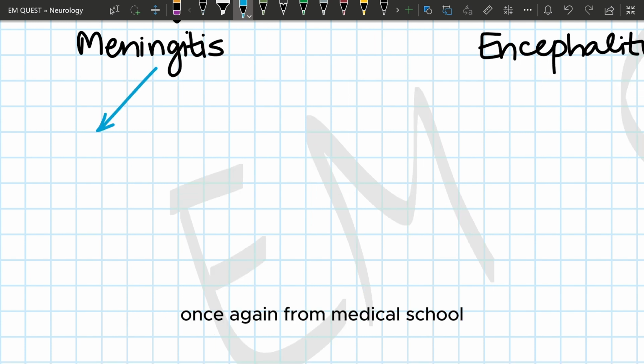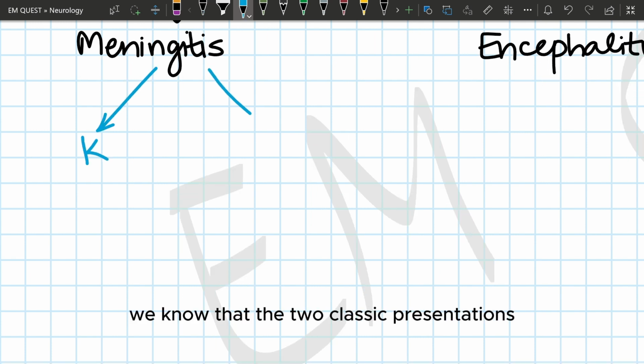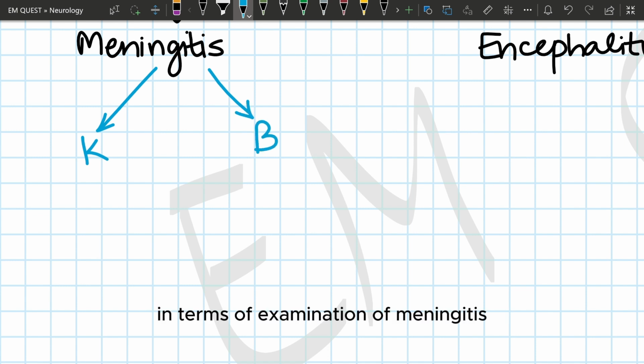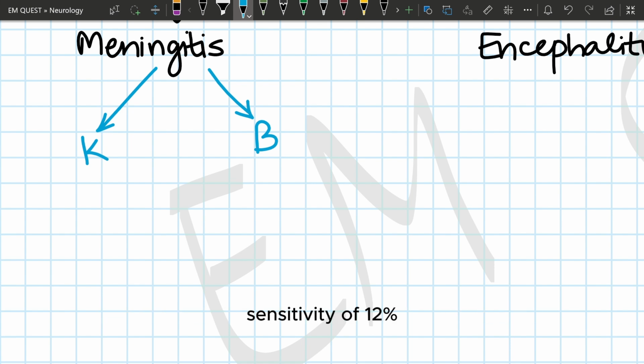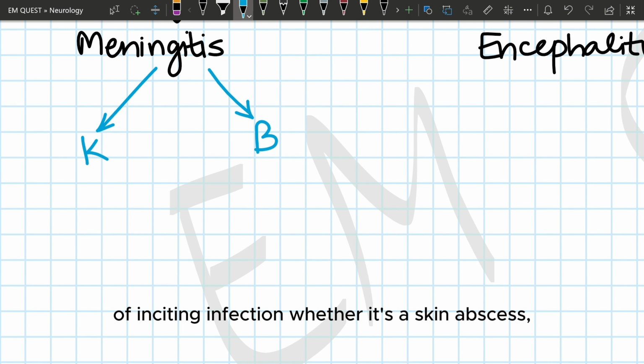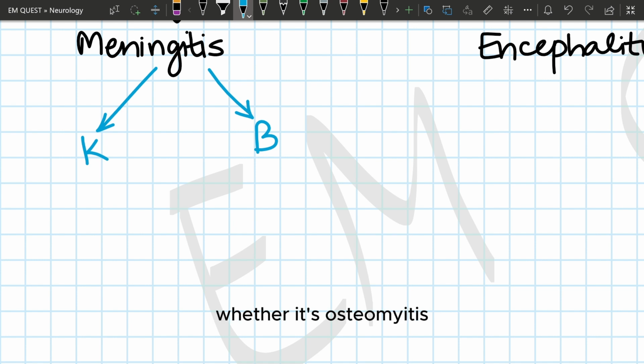Once again, from medical school, we know that the two classic examination signs of meningitis are Kernig and Brudzinski, but recent studies have shown that these only have a sensitivity of 12%. And when a patient comes with meningitis, it is imperative to search for the location of the inciting infection, whether it's a skin abscess, sinusitis, otitis, or osteomyelitis.